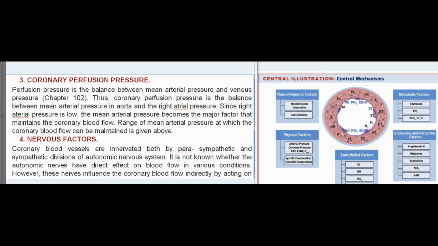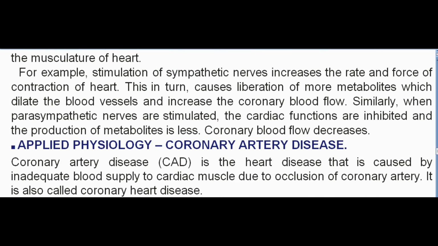4. Nervous factors. Coronary blood vessels are innervated both by parasympathetic and sympathetic divisions of autonomic nervous system. It is not known whether the autonomic nerves have direct effect on blood flow in various conditions. However, these nerves influence the coronary blood flow indirectly by acting on the musculature of heart. For example, stimulation of sympathetic nerves increases the rate and force of contraction of heart. This in turn causes liberation of more metabolites which dilate the blood vessels and increase the coronary blood flow.